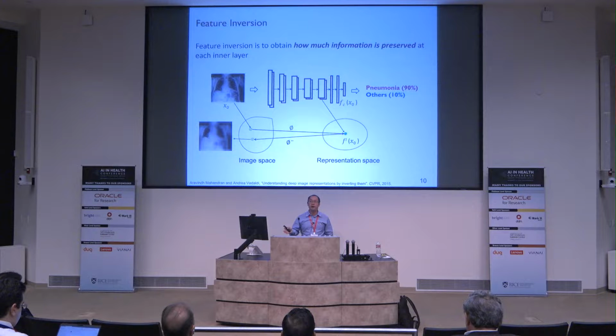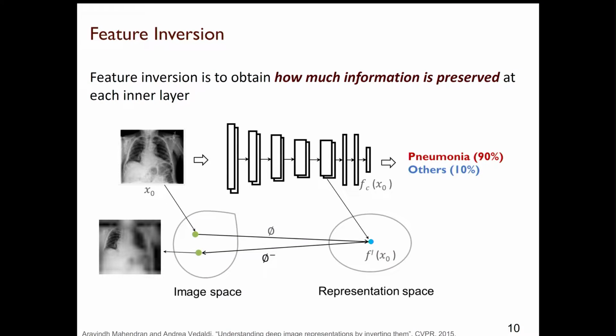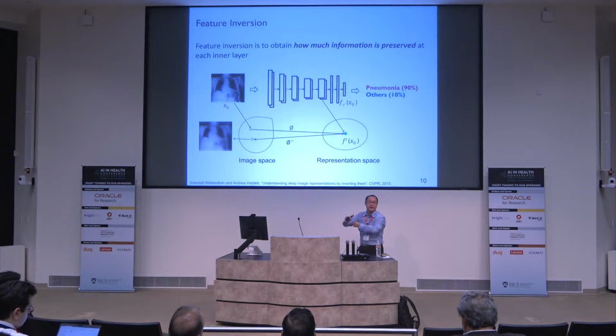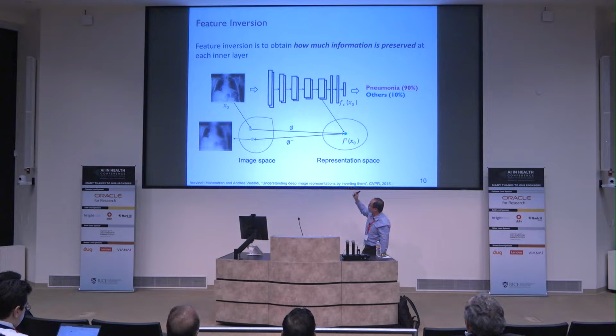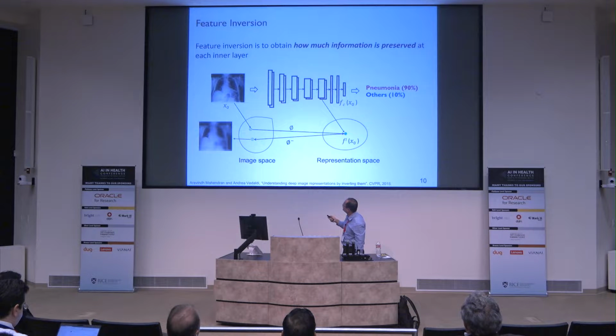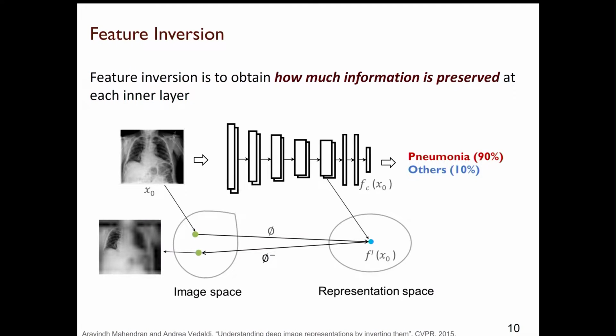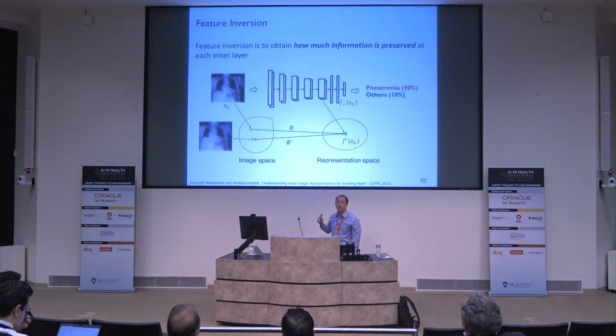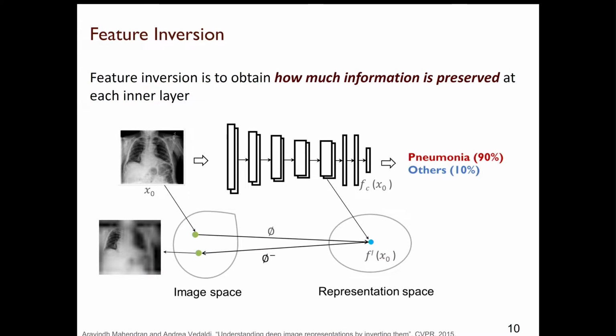We further identified another technique called feature inversion, which is to obtain how much information is preserved at each inner layer. How does it work? We can see an illustrative example from this slide. We have two pictures. The first picture is a raw picture. It's clear and it's raw. We don't do anything. This is just raw medical imaging data. In the second picture, we purposely make other parts very blurry and only the important part clear. Only this part in the left lung is clear. The other parts are purposely made blurry.